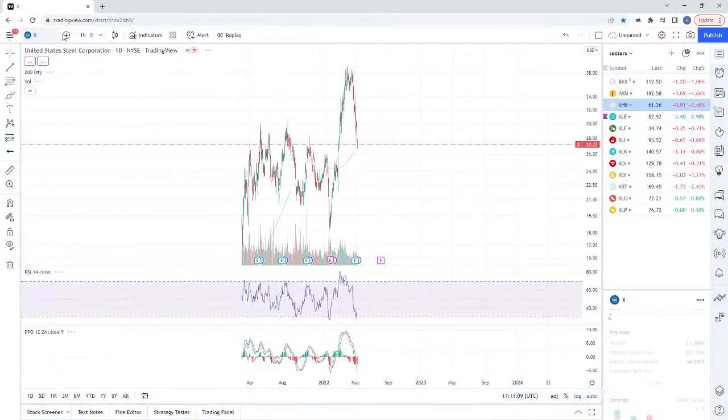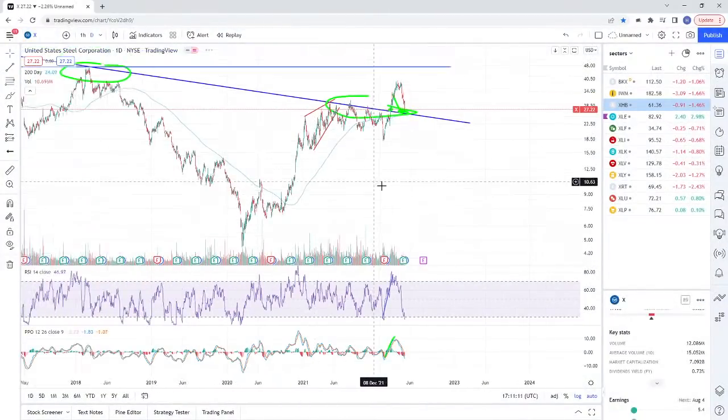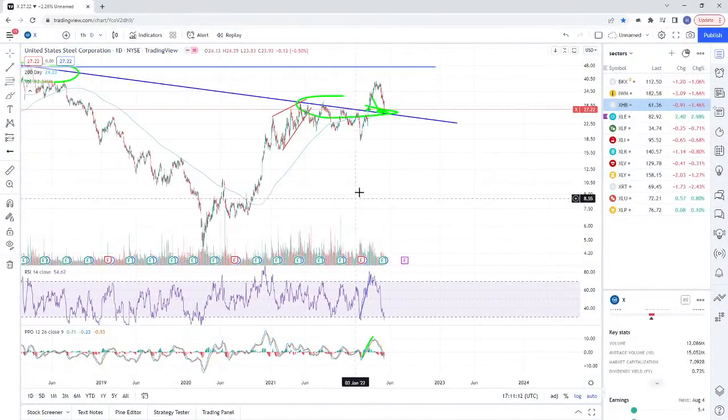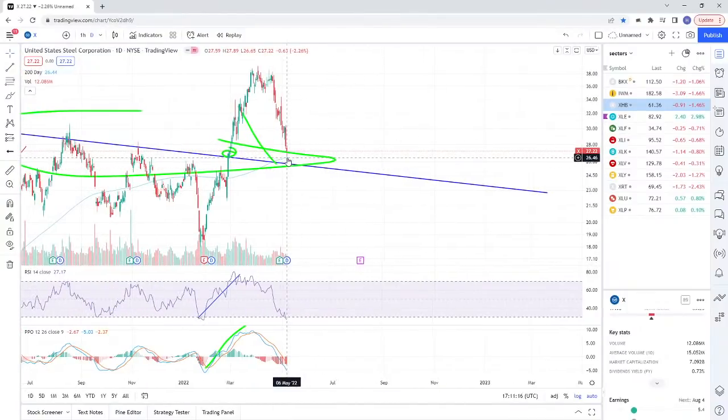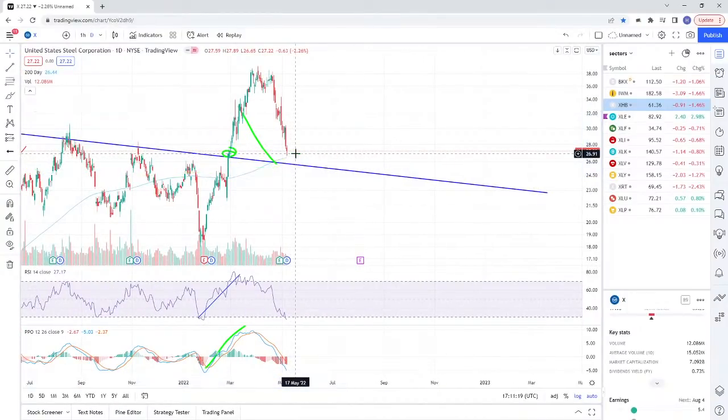X. This is steel. Bullish chart, bullish trend to me. Correcting here and now. This is very similar to silver. All right, this is a commodities thing. And we're bottoming, we're hitting the 200.